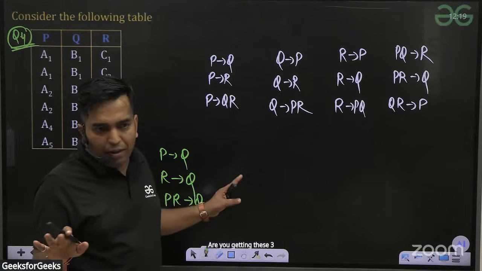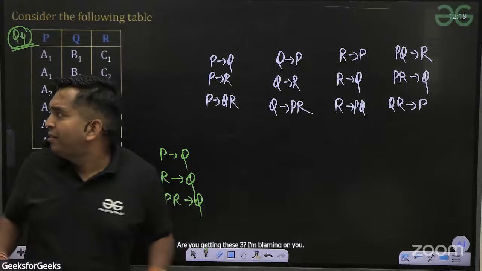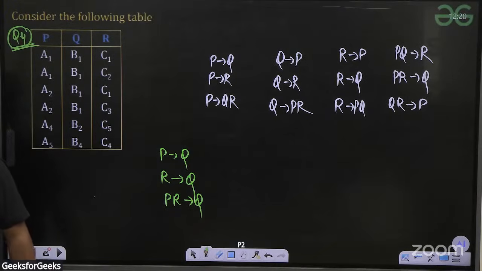Look, I am not checking. I'm believing you. Getting P2Q, R2Q and PR2Q. In the logical world, you are saying 2.